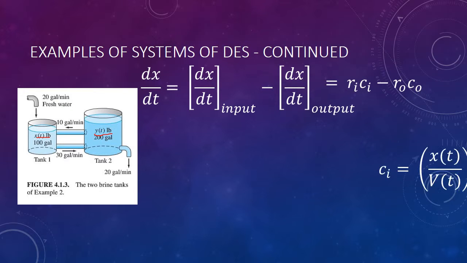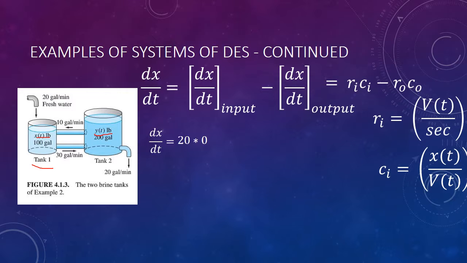Well, what's a rate? Or I should say, what's the concentration? It's the amount of salt in the system divided by the total volume of the vat. And then the rate is the amount of volume per second that's coming out. Okay, so if we look at the first vat here, if we look at tank 1, we want to find the change in the X amount of salt per unit time. So I have fresh water coming in at 20 gallons per second, and it has fresh water. It's 0 concentrations of salt.